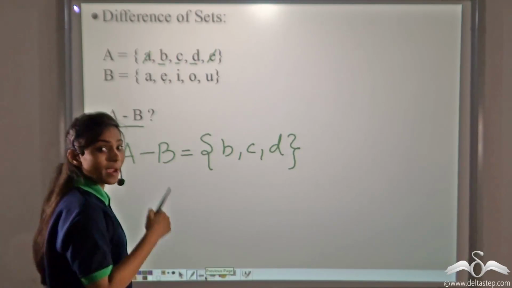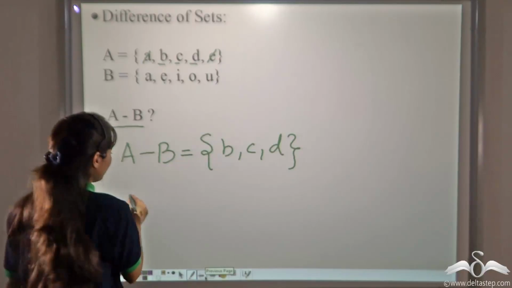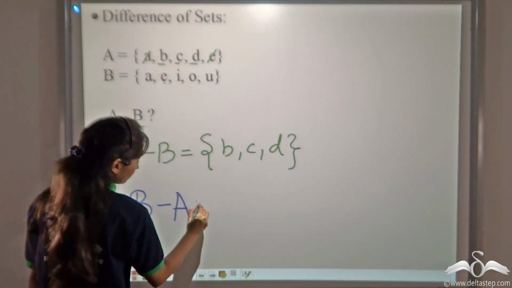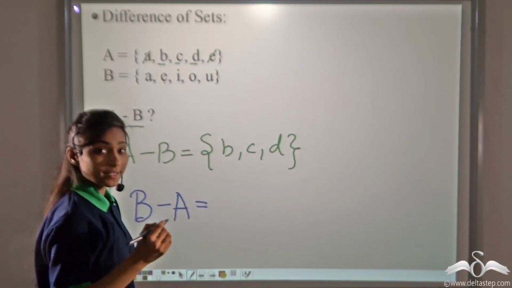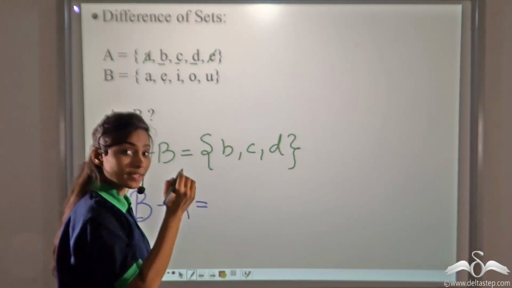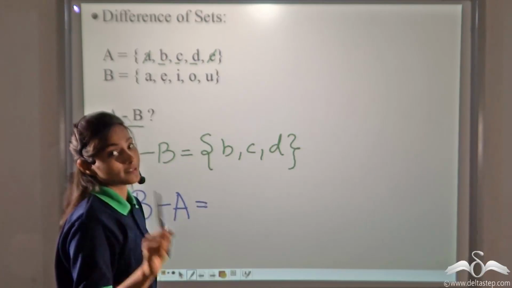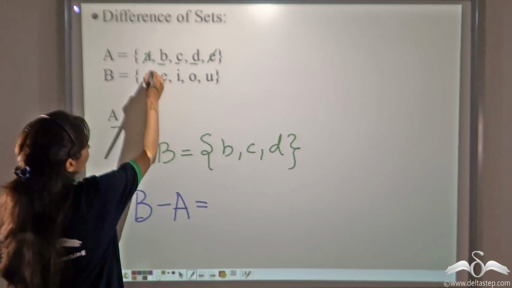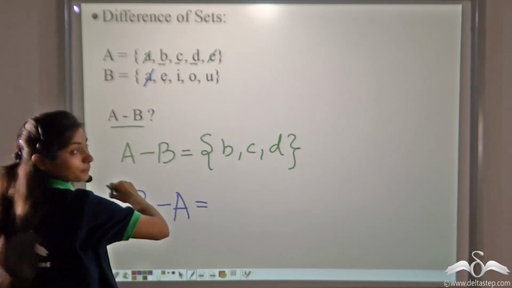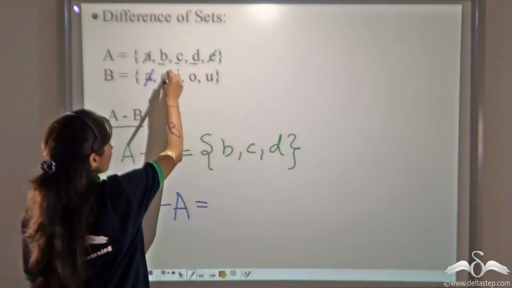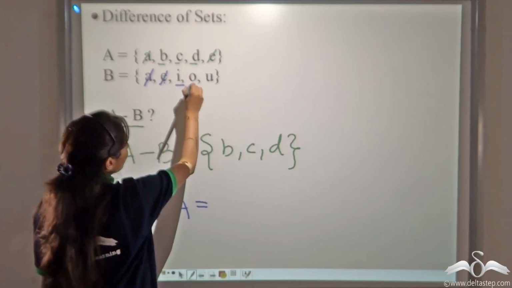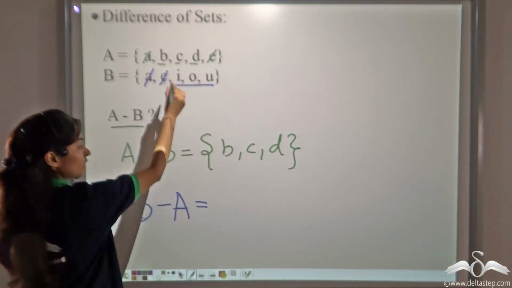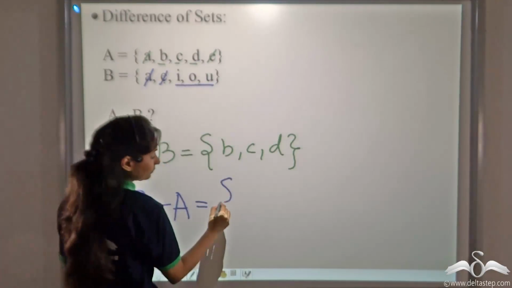Now what is B minus A? Find it out yourself. What is B minus A? The elements which are present in set B but strictly not present in set A. So we will check this. A, it is present, so we will not write this in B minus A. E, it is present. Well, I, O and U are present in B but not present in A. So this will give us the answer for B minus A.